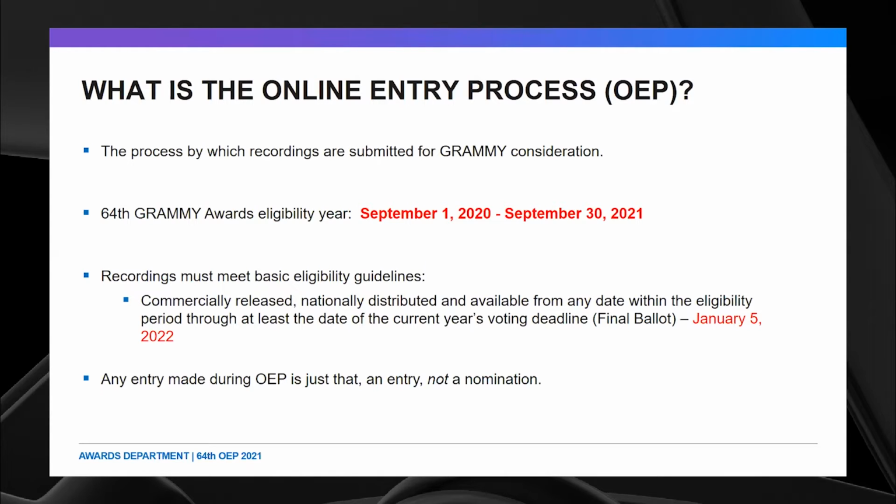A couple basic guidelines. Recordings need to be commercially released, nationally distributed, and available from any date within the eligibility period through at least the date of the current year's voting deadline, also known as the final ballot. And for the 64th Grammy Awards, that date is January 5th, 2022. And what I mean by that is your recording has got to be commercially available to the general public from the day it's released through at least January 5th, 2022.